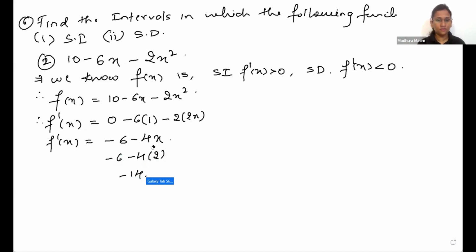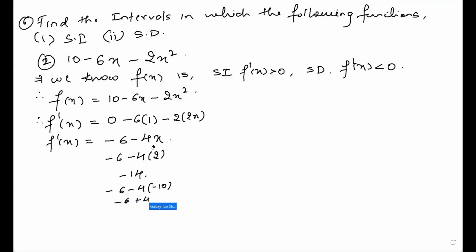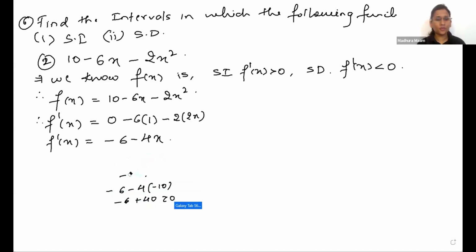-14. Yes or no? Yes, ma'am. Okay, now suppose I take x as some -10, then this is -10 and this is plus 40. Now this is positive, right? Yes, ma'am. Okay, so it can be positive, it can be negative. If I directly do the first example, we will not get the answer here. That is why they are telling us to find the intervals.